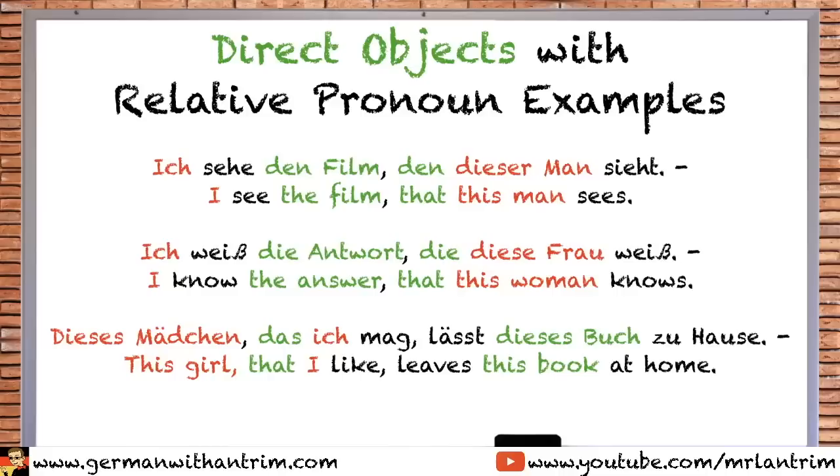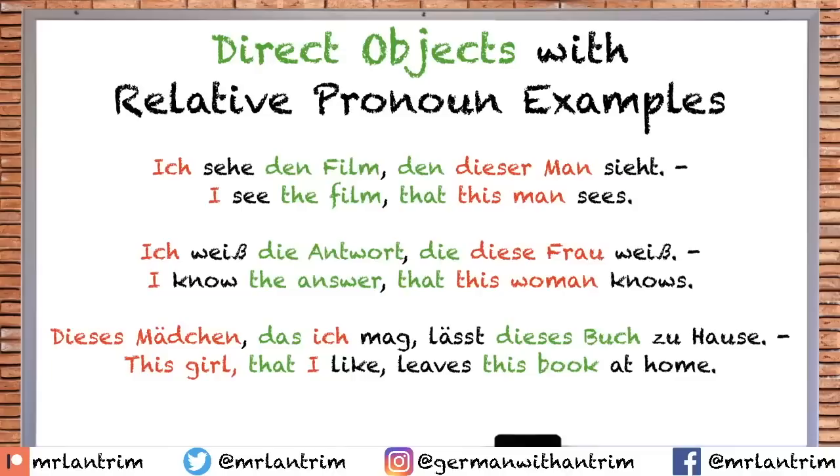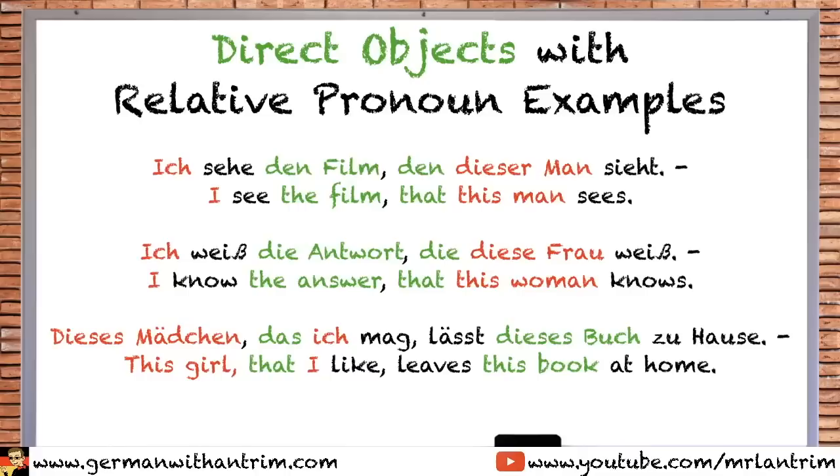But ich is the one that likes something, or I like something. So ich mag das. I like that. In this case, we're referring back to the girl. So dieses Mädchen, das ich mag, lässt dieses Buch zu Hause. This girl that I like leaves this book at home.